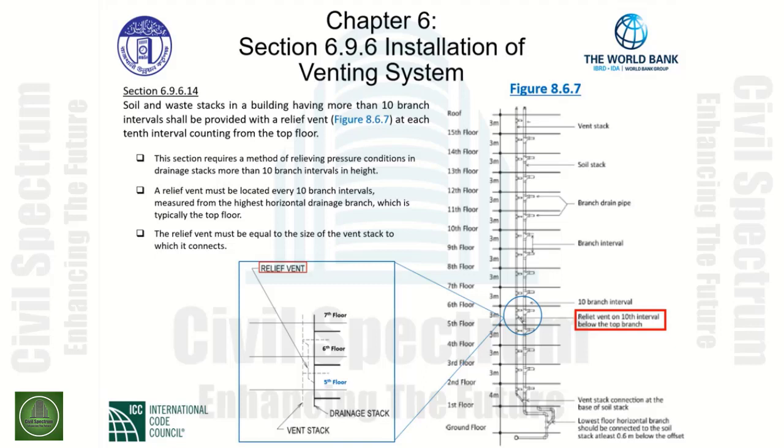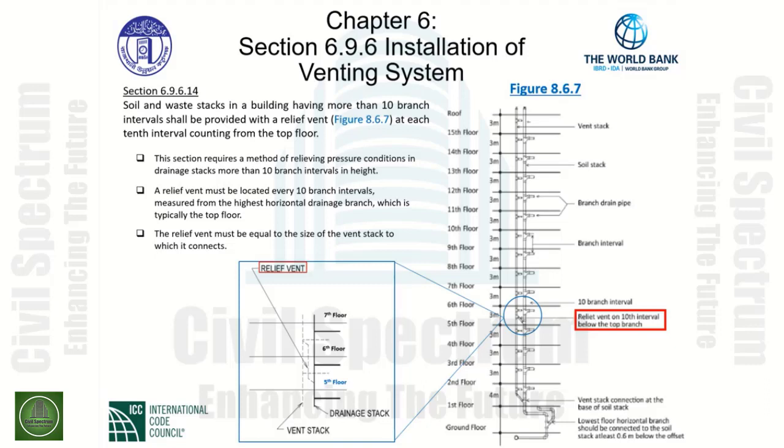Figure 8.6.7 indicates this condition, where we have a multi-story building, more than 10 branch intervals. We start from the top downward. Counting downward to the 10th branch interval, the relief vent is shown on the 10th interval below the top branch.